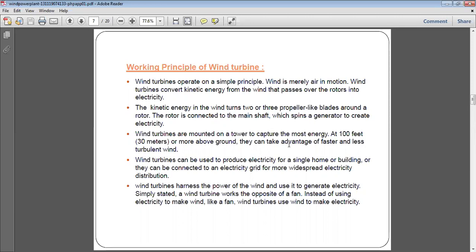In the case of the wind turbine, due to the rotation of the turbine there is generation of electricity, so that is extremely opposite of a fan. In the case of a fan, by the rotation of the fan we get air, but it consumes electricity. In the opposite case, by the air the rotor is rotating, and by the rotation of the rotor, electricity is produced. So they are extremely opposite of a fan.